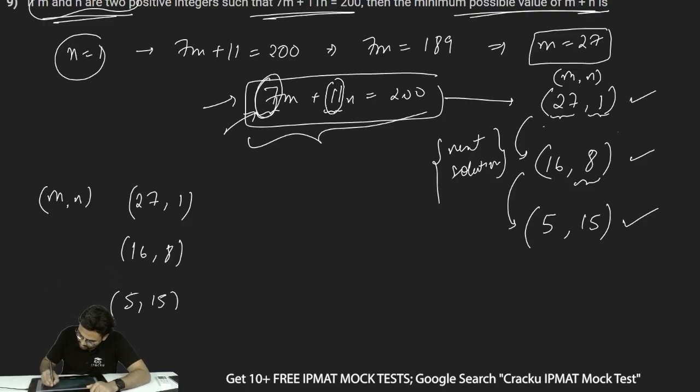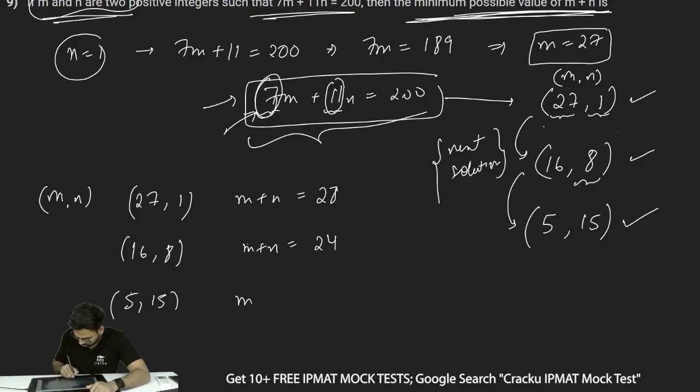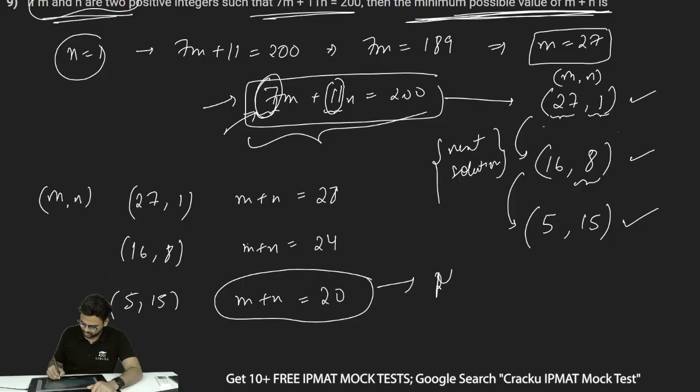We have to find the minimum possible value of m plus n. So m plus n in the first solution will be 28. In the second solution, it will be 16 plus 8, which is 24. And in the third solution, it will be 5 plus 15, which is 20. The minimum possible value of m plus n is 20.